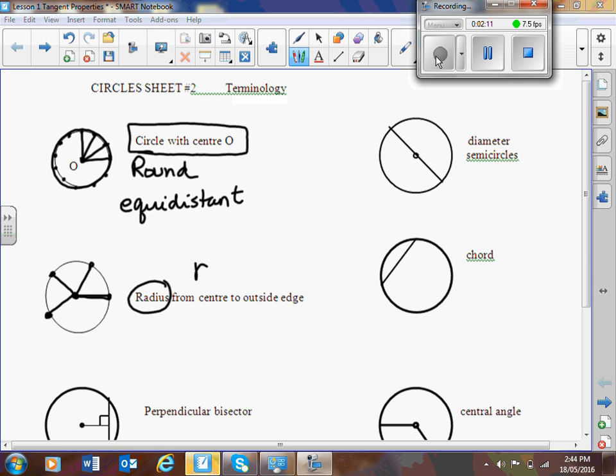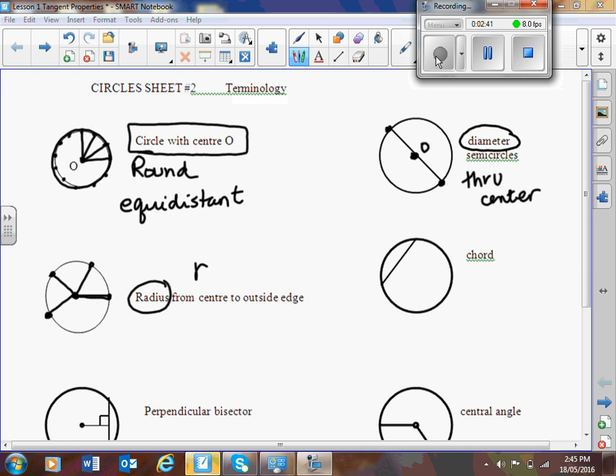Jumping to the top right-hand side here, we're going to talk about diameter. A diameter is actually a chord that touches both edges of the circle, but it has to pass through the center of the circle. You see it goes through center O here, and the diameter is the distance from one edge to the other, but it has to go through the center. That's the key to the diameter.